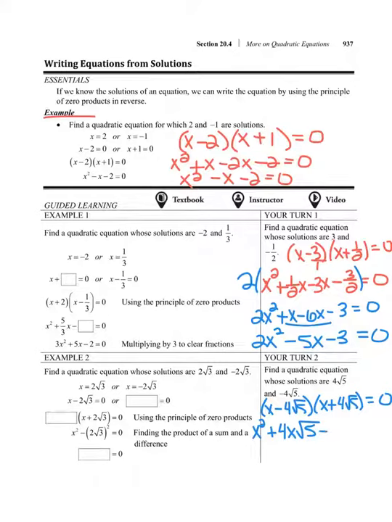Same thing for inside, negative 4x square root of 5. And then last times last, 4 square root of 5 times 4 square root of 5. 4 times 4 is 16. And the square root of 5 times the square root of 5 is 5. So 16 times 5 is 80. So combining like terms, these actually cancel, and I have x squared minus 80 equals 0.